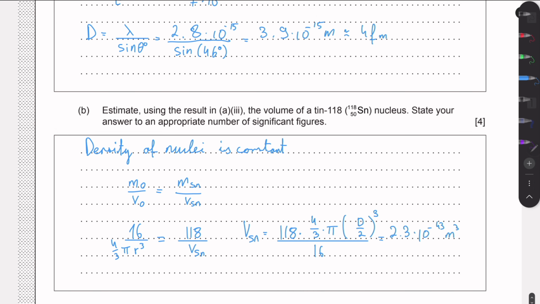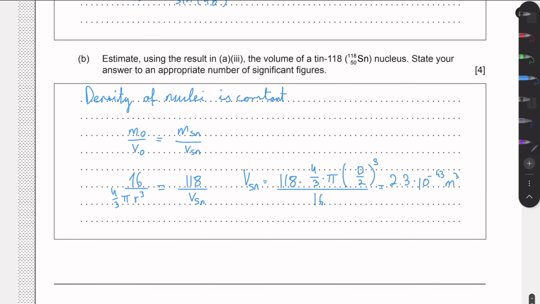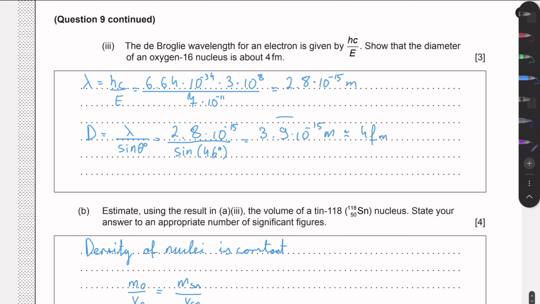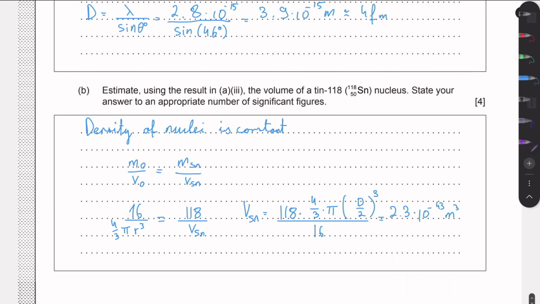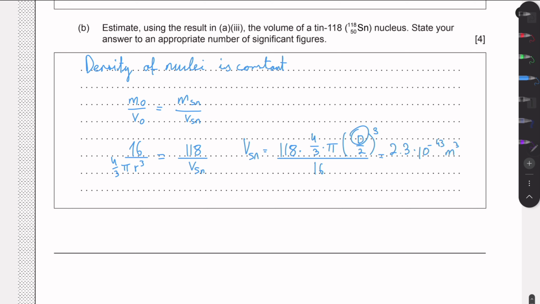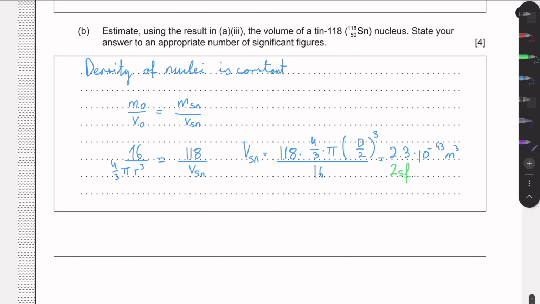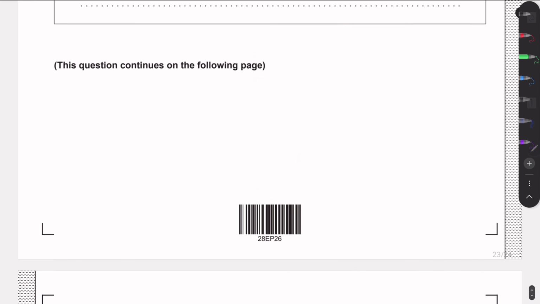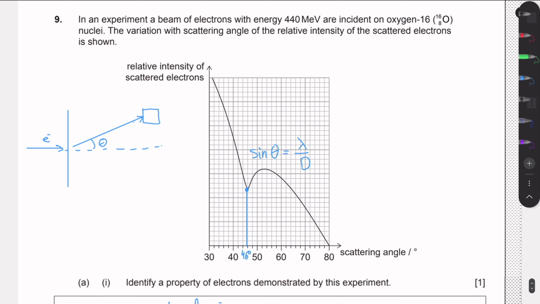And this is already to an appropriate number of significant figures, as our diameter or our radius was to 2 significant figures. That's the only real value we used here, so our final answer will also be in 2 sig figs. And so this was the end of the May 22 Time Zone 2 Paper 2. I hope these videos were helpful, and see you in the next video.